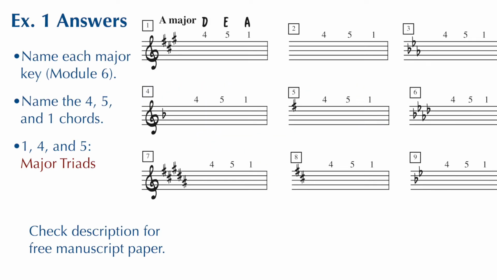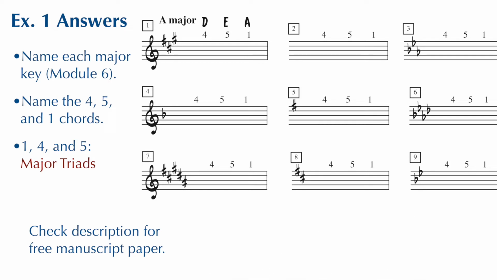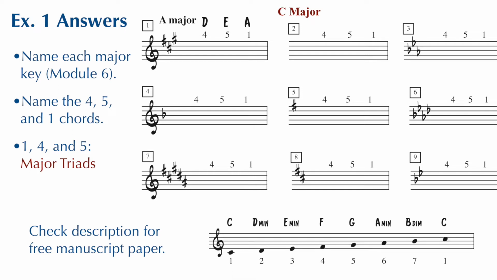Number 1 is already done for you. 3 sharps in the key signature puts you in the key of A major. You can build out the A major scale and its triads and find that your 4 chord is D, your 5 chord is E major, and of course your 1 chord is A major. Number 2, there is no key signature. That puts us in the key of C major. We write out the C major scale and its triads and find that the 4 chord is F major, the 5 chord is G, and of course your 1 chord is C.